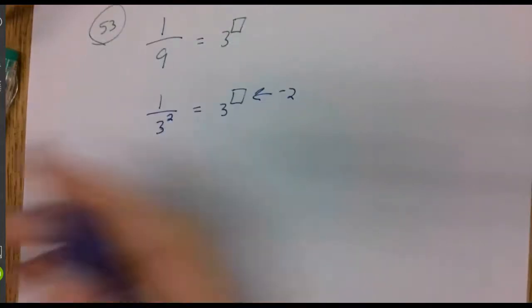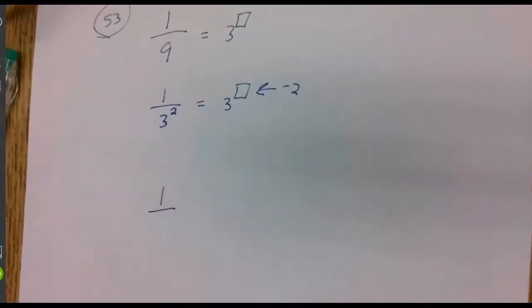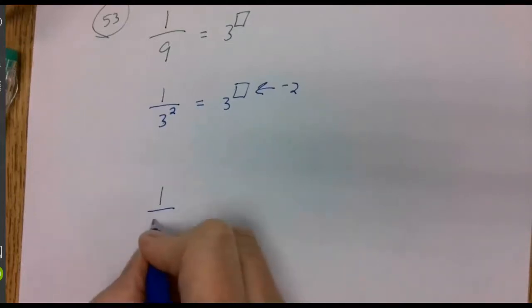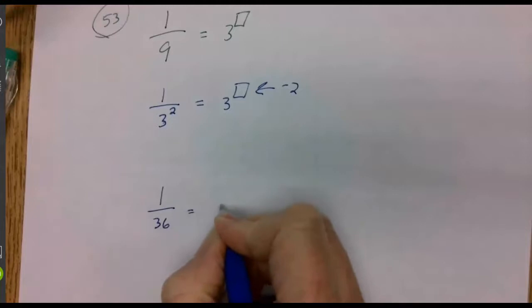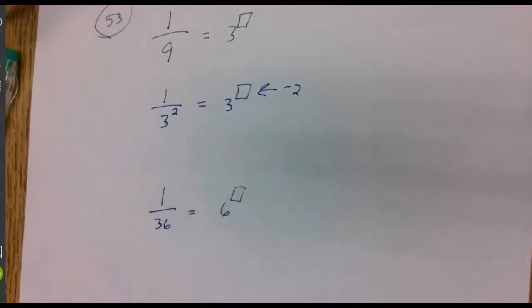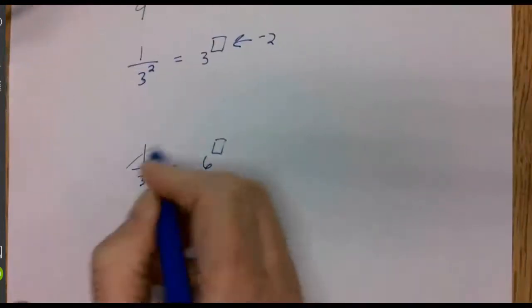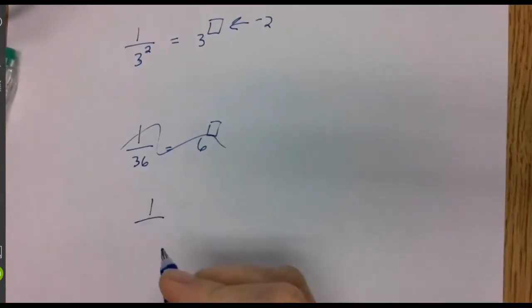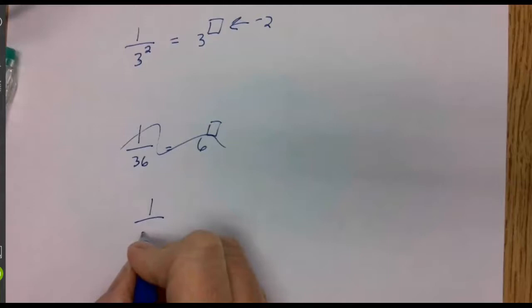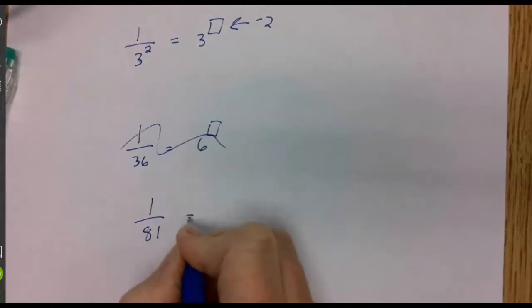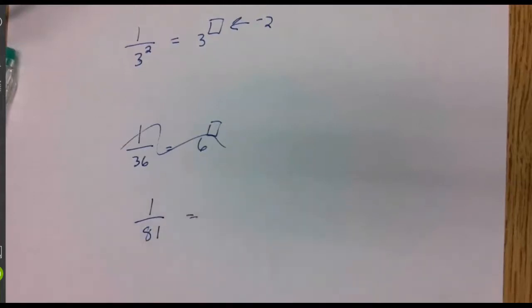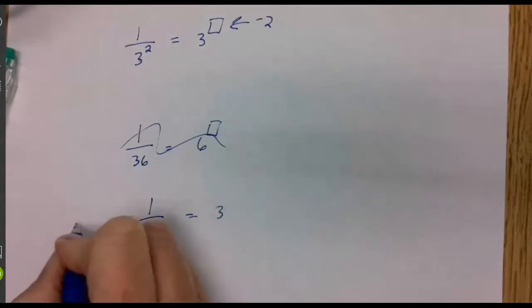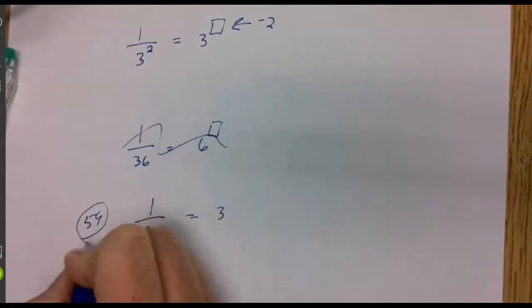So let's do another one. If I have 1 over 36 is equal to 6 to something power. Ah, no, that gives you the same answer. Let me give you a different one. 1 over 81. They might not even do this. Oh, they do. This one happens to be number 59.